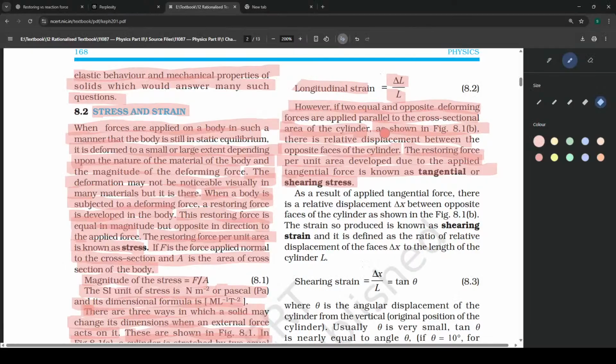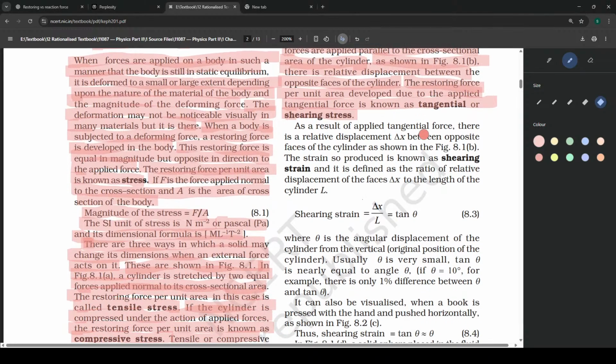That is called shearing or tangential stress. Okay, then, as a result of applied tangential stress, there is a relative displacement delta x between opposite faces of the cylinder, as shown in figure 8.1b. The strain so produced is known as shearing strain and is the ratio of relative displacement of faces delta x to the length of the cylinder.